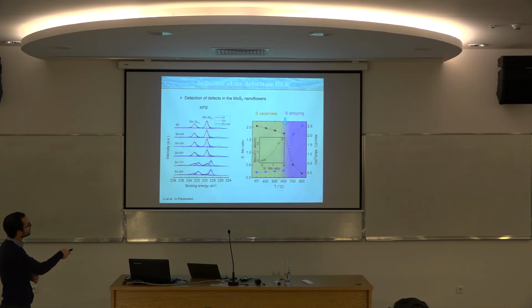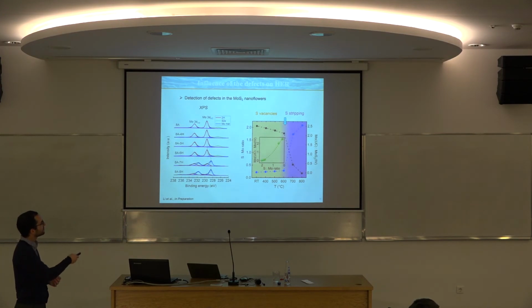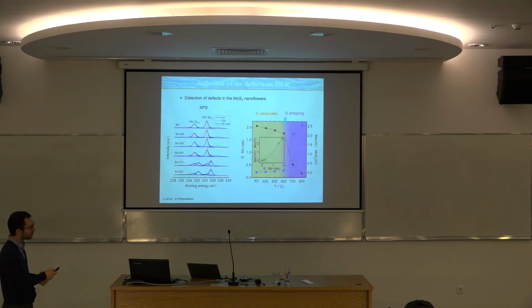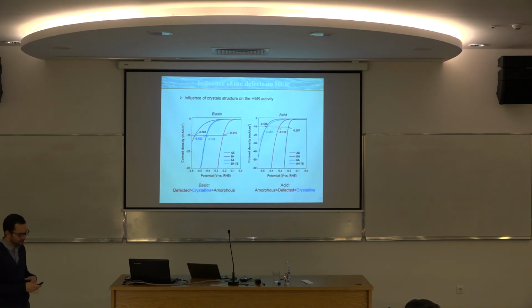This is what you see here in the summary. This is the S to Mo ratio. So in the beginning it's 2 because MoS2. As you increase the temperature up to 800 degrees, you see in the beginning a slow pace increase of the sulfur vacancies, and then after you decrease dramatically the amount of sulfur, so you create a lot of vacancies in the material. So we believe here we have more like point defects, whereas here we are stripping the sulfur away from the nanosheets. And then we measure the electrocatalytic activity.